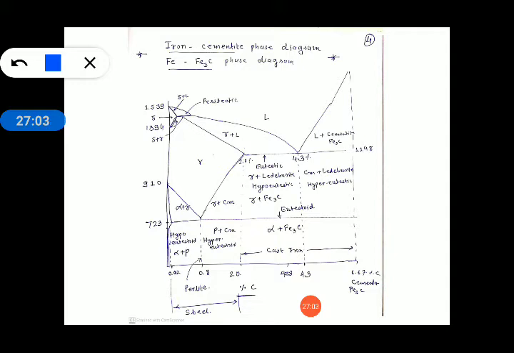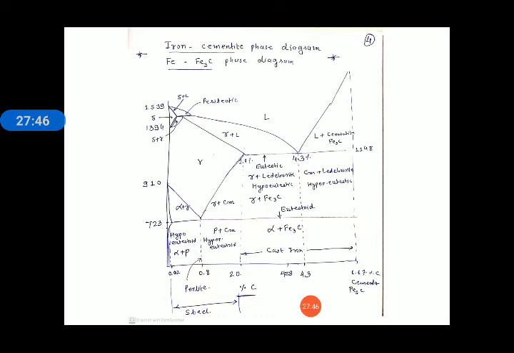Now again at this eutectic point, at 4.3 percent carbon, the left side portion is known as the hypoeutectic zone, and this is the hypereutectic region. Again, this is the eutectoid line, and below that is 0.8 percent carbon. On the left side the zone is hypoeutectoid, and on the right side hypereutectoid.